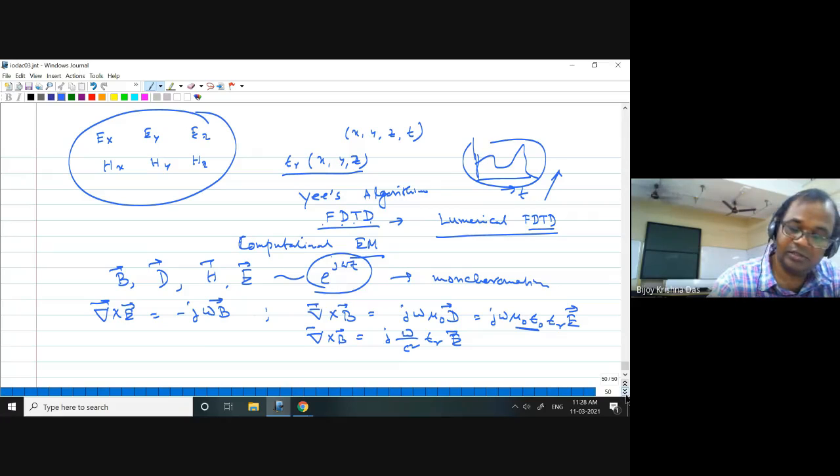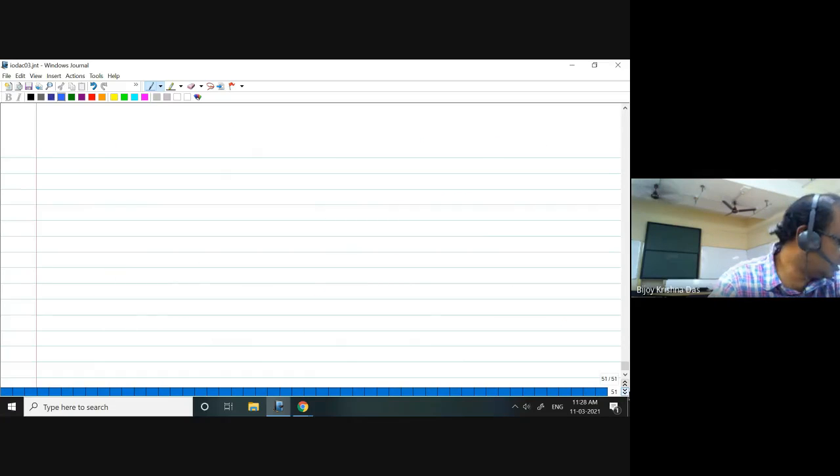Then, to get rid of this coupling, since both curl equations involve electric field and magnetic field, just to decouple them we take a curl from both sides. The curl E expression is there, and I'm writing curl of curl E. That means on both sides I'm taking curl. So I can write minus j omega curl of B, the rotation vector, curl of B.